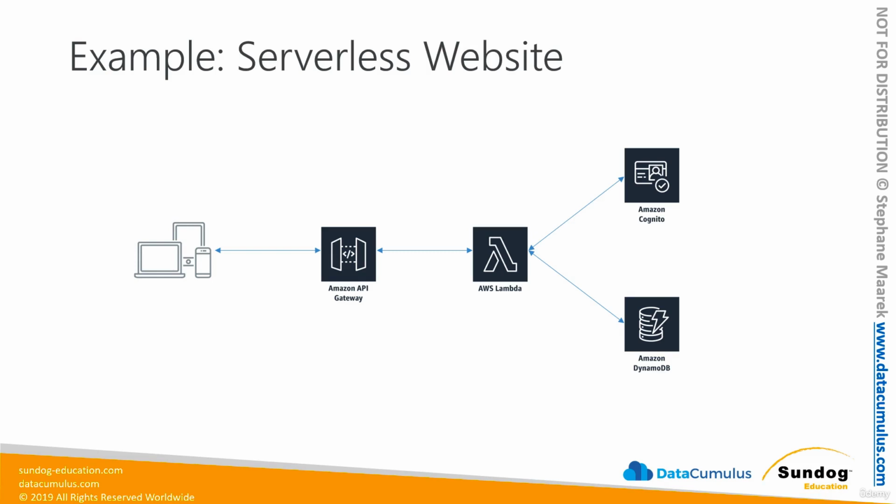So Lambda is sort of the glue there between the website API and Cognito on the back end. Similarly, let's say that we're building a chat application on our front end. Maybe we need to retrieve the chat history for that user ID once they've logged in.